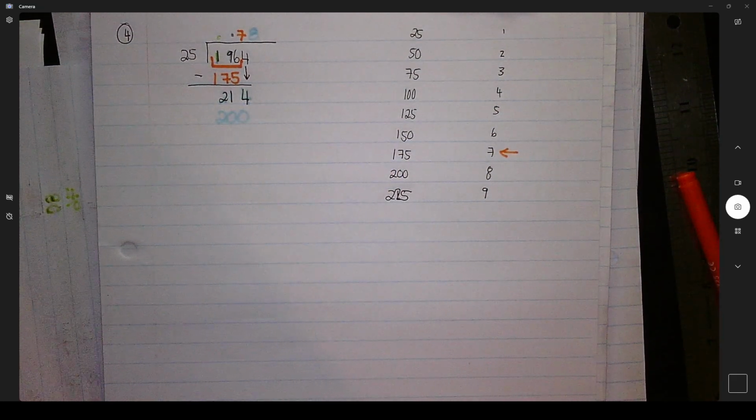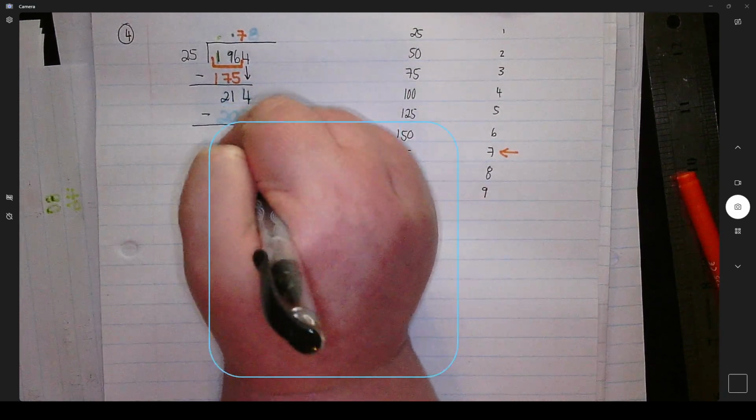So into 214, it can go in 8 times. 8 times 25 is 200. And we subtract, and that gives us 14. There's no number to bring down, so there's a remainder of 14.